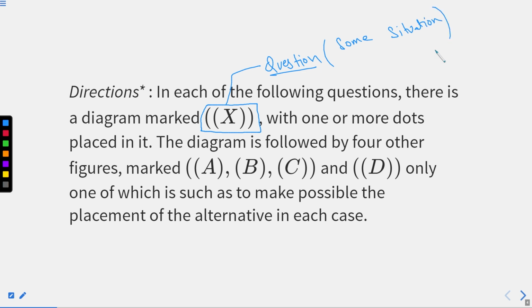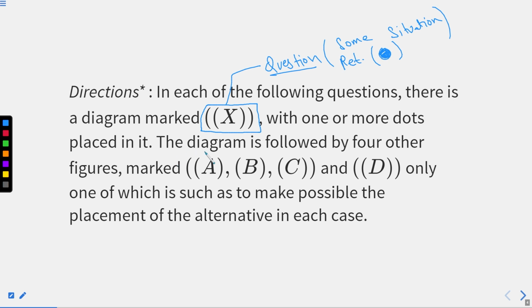Some situation related to a dot is given. Now you have to find that dot and satisfy the same condition in the options, right? One or more dots can be placed. Either the diagram may consist of one dot or it may consist of 2 to 3 dots, right?